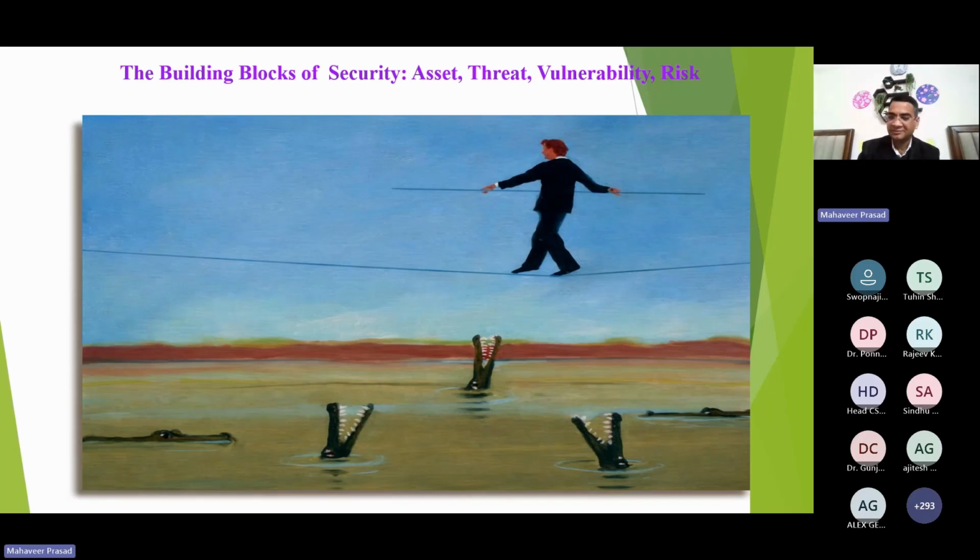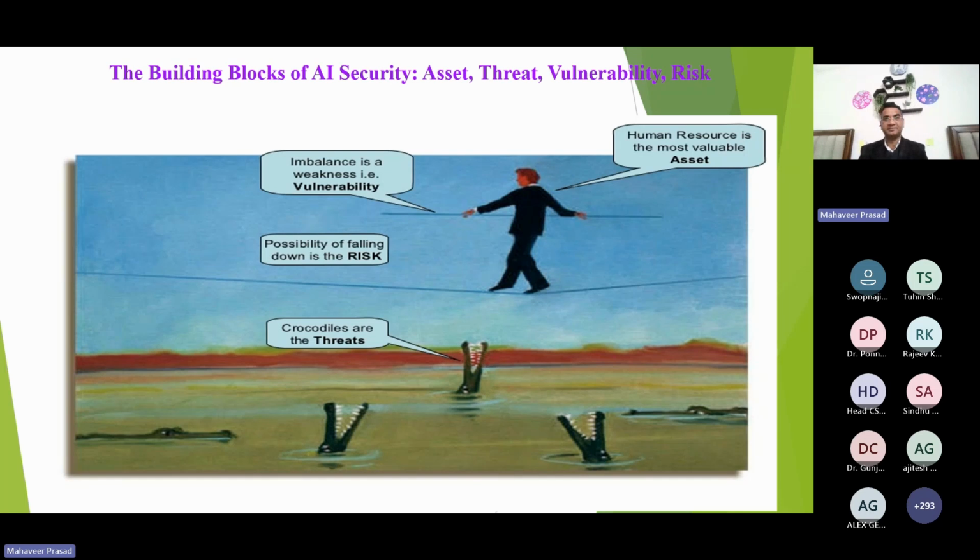Okay, so I'll go to the next slide. Now you can see here, imbalance. Imbalance is weakness in this case. A weakness, that's vulnerability basically. What is the biggest asset here? This human being. If this person falls down, then definitely crocodiles are there and they will finish his life, or they can do something with his life.